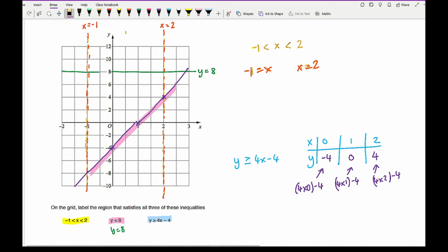So the region that I want, I'm just going to highlight in pink, is going to be this region here. And that's the area that satisfies all three of those inequalities. In terms of the shading, if I shaded it individually, it would be the area that's shaded by all three lines. So it's been shaded 3 times. So that would be my region there.